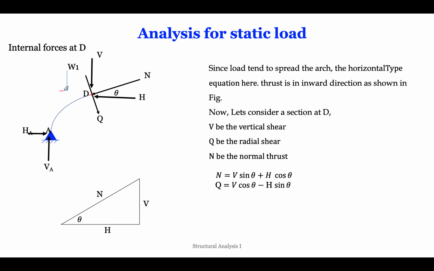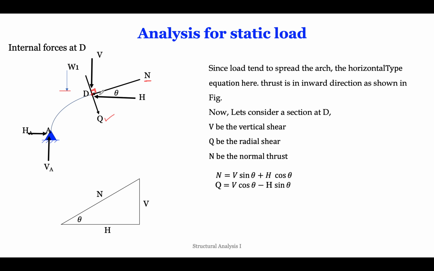So we see that there is this load W1, and we will be arriving at the formulas. For this particular point D on this arch, whatever loads are acting, they create a normal thrust N, which is along this line at point D. Now there is this radial shear, which is perpendicular to the normal thrust. At any particular section, when there are normal forces, there will be translational forces, shear will be there, so we call it radial shear.